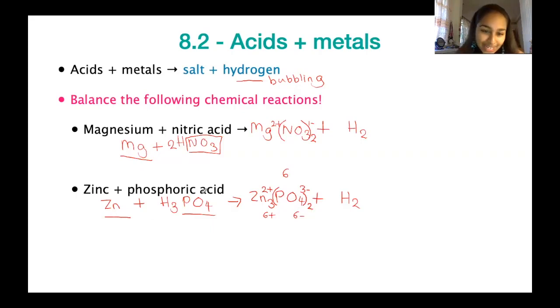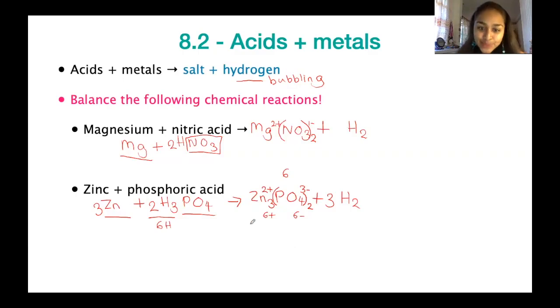Now let's have a look at balancing the reactant side. I know that I've got 3 zinc atoms in this compound, so I'm going to add a 3 to my zinc. And I know that I'm going to have 2 phosphate ions, so I'm going to add a 2 in front of my phosphoric acid. That leaves me with 6 hydrogens, and therefore I'm going to have 3 hydrogen molecules on my product side.